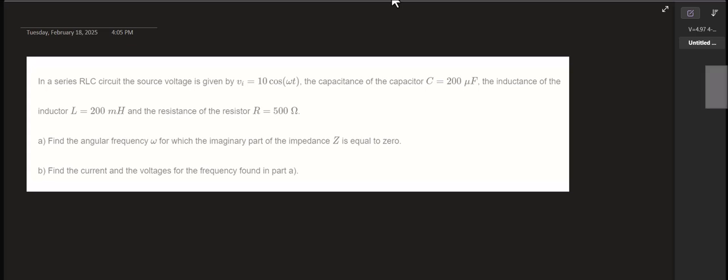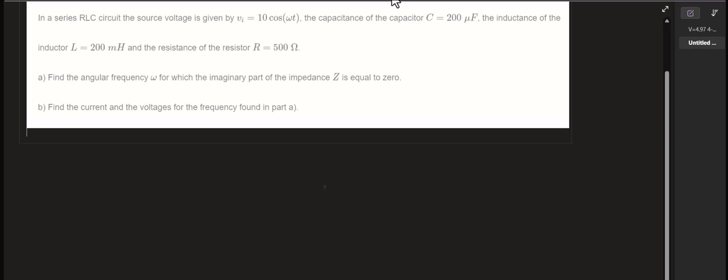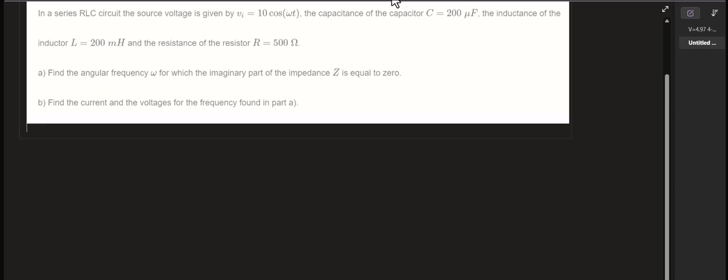Okay, so here I have a series RLC circuit. We are given the source voltage, a capacitance, an inductance, and a resistor, and we're supposed to find the angular frequency for which the imaginary part of the impedance is equal to 0. Well, you maybe already know the answer to this, but in case you don't, we'll show it again.